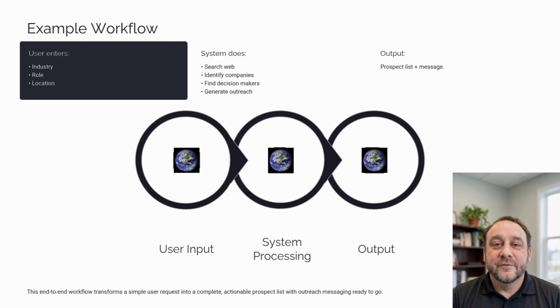The system then performs several tasks behind the scenes. It searches for relevant companies, identifies decision makers, and generates outreach messaging. The final output is a structured list of prospects along with potential messages that can be used to start conversations. The user experiences a simple interface, but behind the scenes, multiple AI prompts and automation steps are working together.